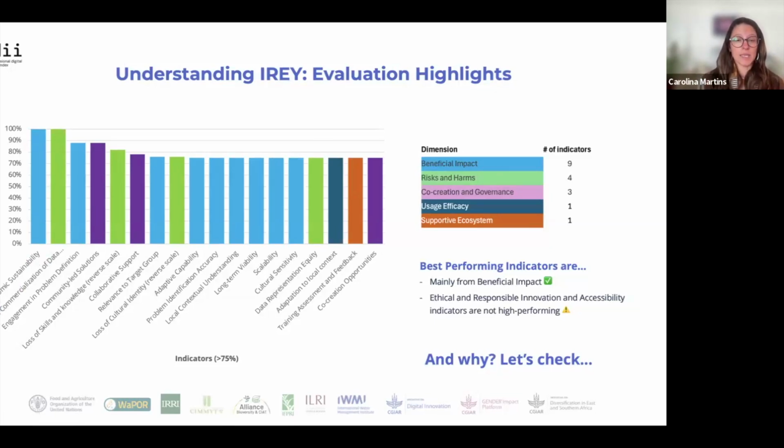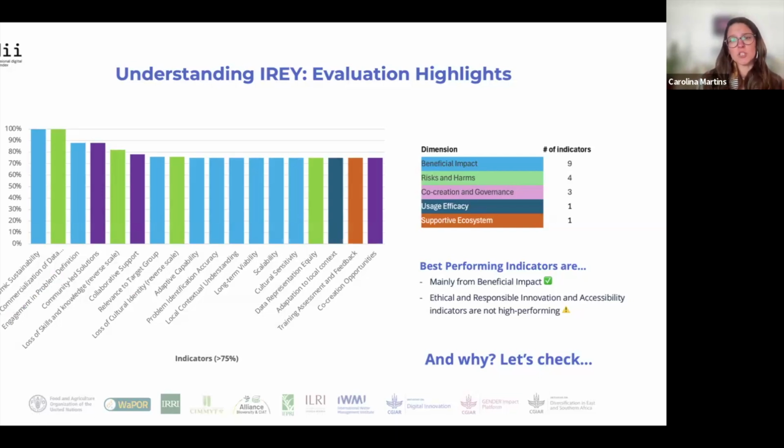This means that it has in place a long-term plan to still be sustainable over time, right? The other thing we can see is that it has high engagement in problem definition. It is relevant to the target groups and other indicators. We can also see that in terms of risks and harms, although it scored overall lower, it still has things that are very important. In terms of unauthorized commercialization of data, the tool does not collect personal sensitive information and has a security certificate, which makes it less prone to create unintended negative consequences.